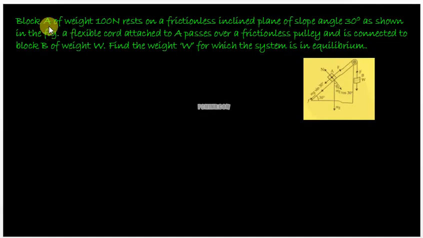My question says: block A of weight 100 Newton rests on a frictionless inclined plane of slope angle 30 degrees as shown in the figure, and a flexible cord attached to this block A passes over a frictionless pulley and is connected to a block B of weight W. You have to find the weight W for which the system is in equilibrium.